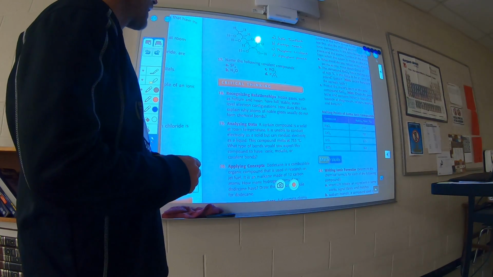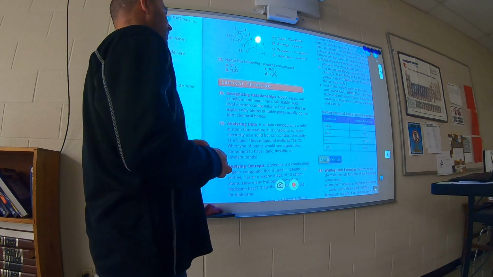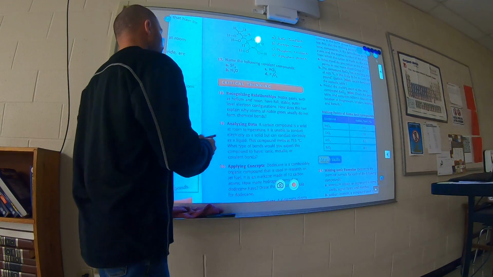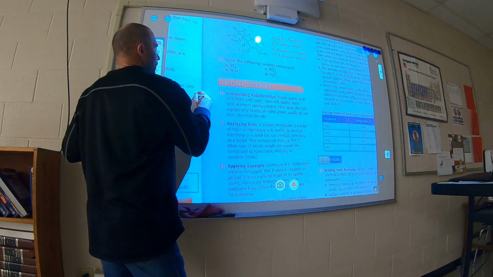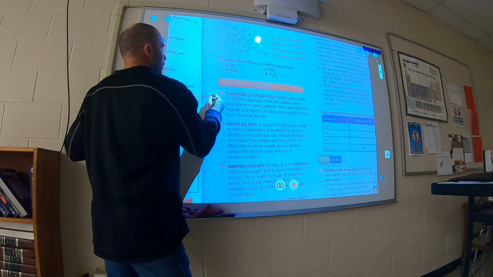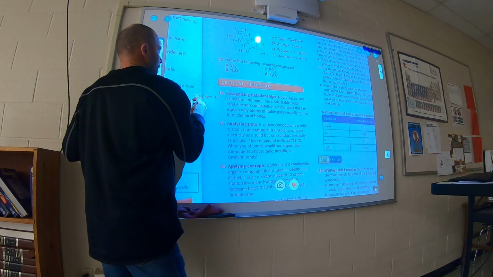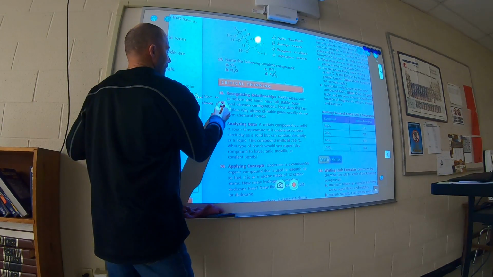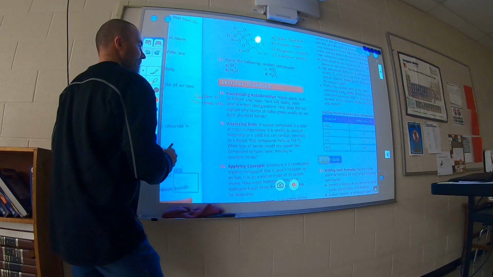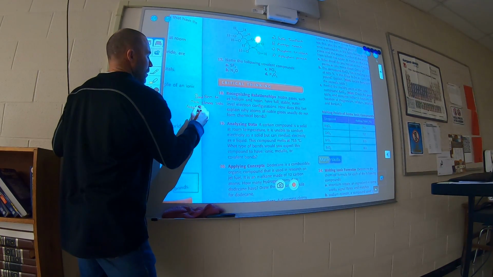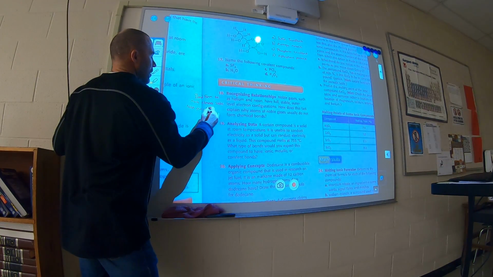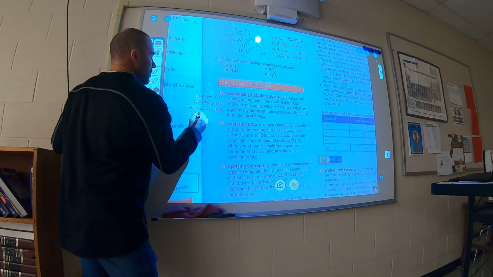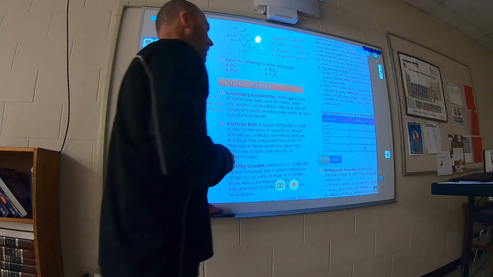Number 18, noble gases such as helium and neon have full, stable, outer level electron configurations. How does this fact explain why atoms of noble gases usually do not form chemical bonds? Bonds form to make elements stable. Noble gases are already stable, so they don't need to form bonds.